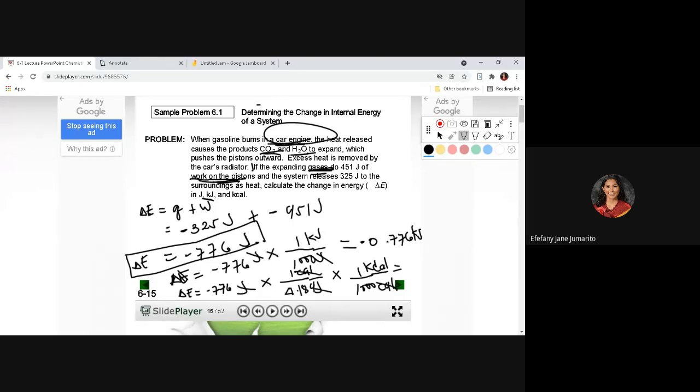Negative 776 times 1 divided by 4.184 times 1000. So that is negative 0.185 kilocalories. Okay, so this will be your answer.